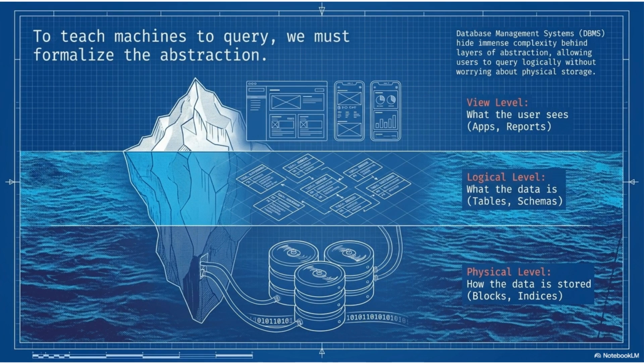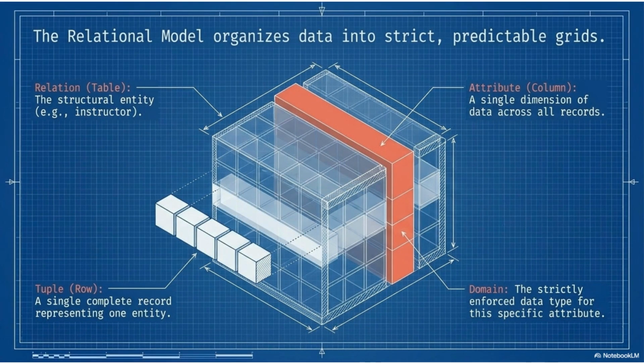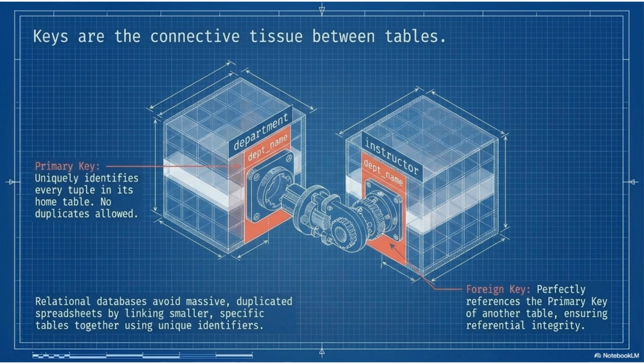To teach machines how to query, we use abstraction. Database management systems hide complex physical storage behind logical layers, allowing you to focus on the structure and content of your data. The relational model organizes data into strict, predictable grids. We use terms like relation for tables, tuples for rows, attributes for columns, and domains for enforced data types. Keys serve as the connective tissue between tables. Primary keys uniquely identify records, while foreign keys reference those records in other tables, ensuring referential integrity without duplication.